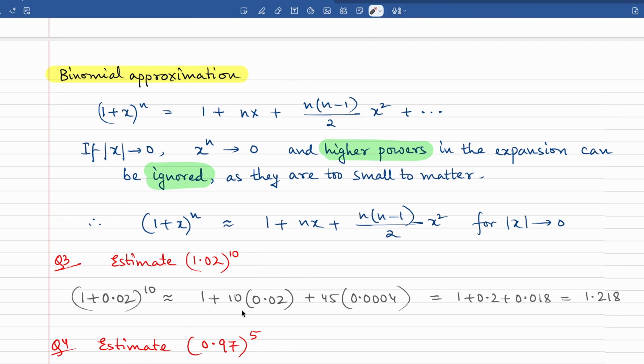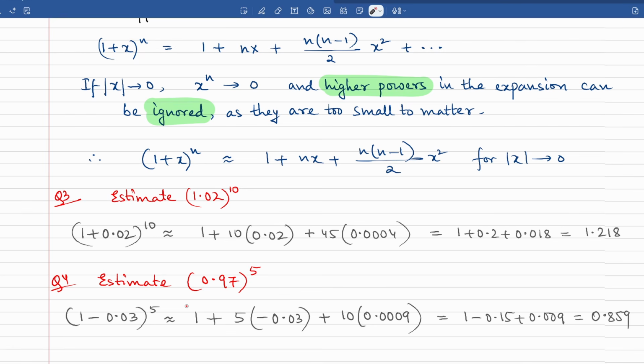So when you take x is equal to 0.03, you will get 1 plus 5 times 0.03 negative, because n is 5 here and x is 0.03. n into n minus 1 by 2 will give you 10, because you will get 5 into 4 by 2, and 0.03 whole square will give you positive 0.009. Add all of this up and you will get 0.859.